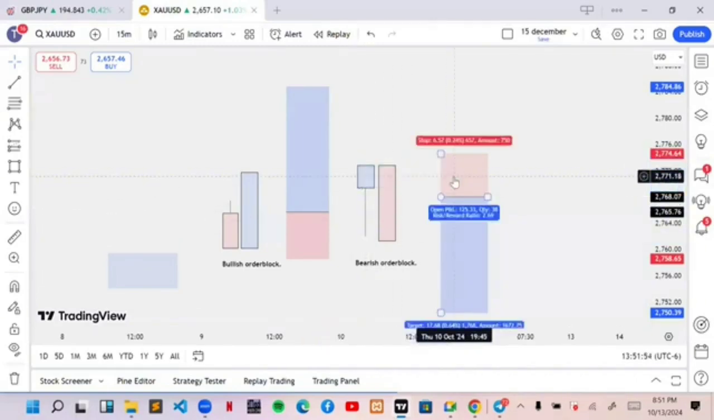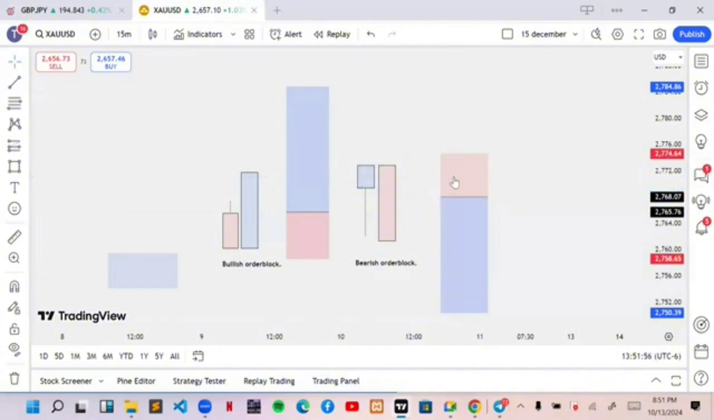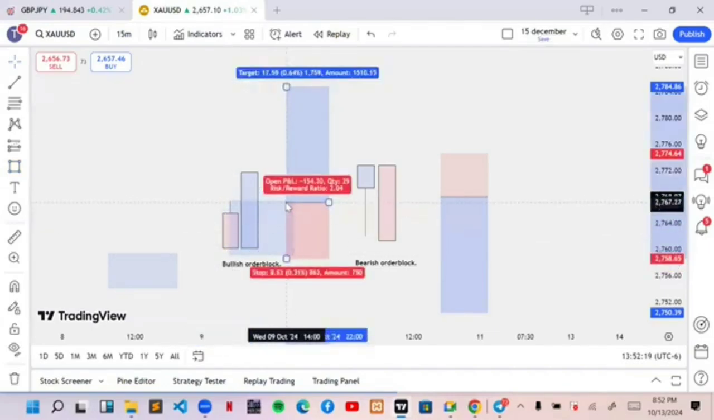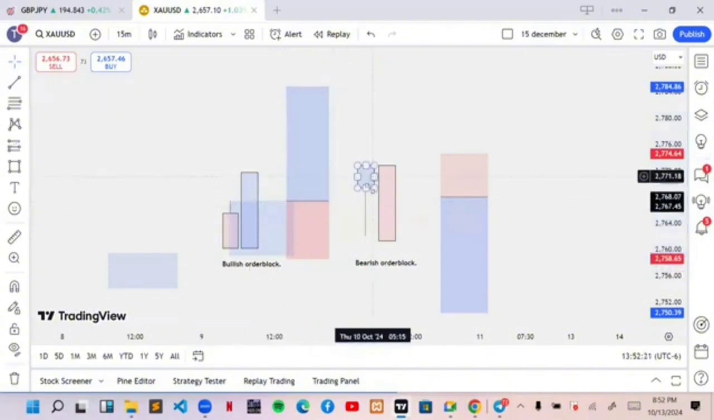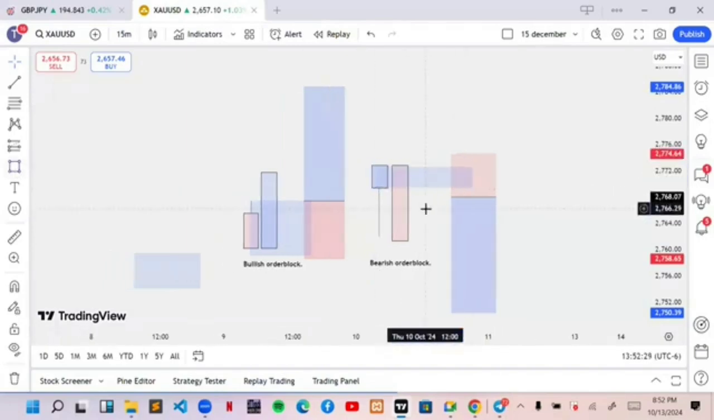So pay attention. If the wick of the order block is smaller and shorter than the body of the order block, you pick your entry from the wick. But if the wick of the order block is longer than the body, pick your entry from the body. For example, in this particular order block, the wick is shorter than the body, so you pick your entry from the wick right here. But in this scenario, the wick of this order block is way longer than the body, so you pick your entry from the body right here.